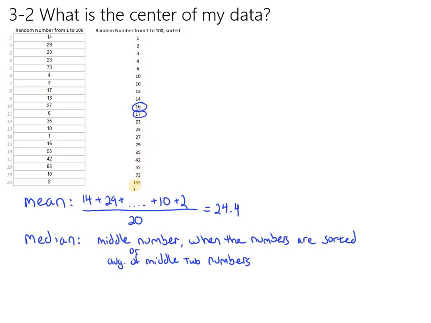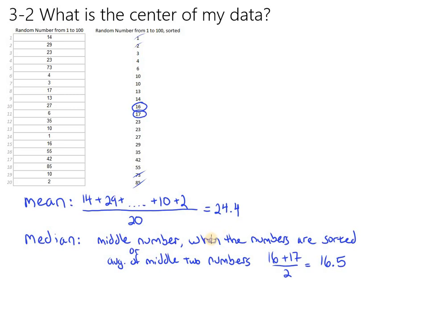Some people are taught to cross one number off there and cross one number off there, and cross one number off there and cross one number off there. That'll get you to either the middle one or the middle two. If you like doing that, that's fine. But in our case, the middle two numbers are 16 and 17. So halfway between those is 16.5. If you're really being formal, you'd add them up and divide by 2 and get 16.5. That's the median, which is actually quite a bit different than the mean.